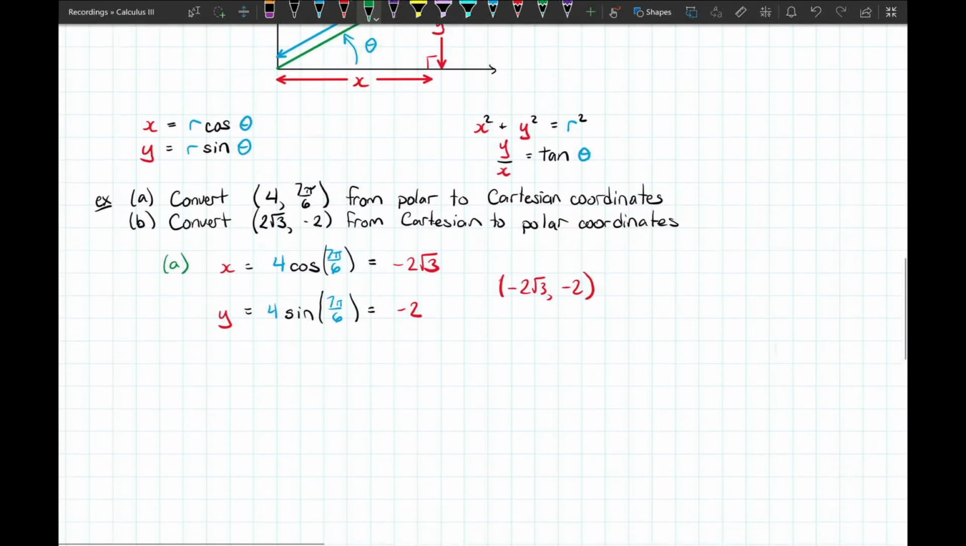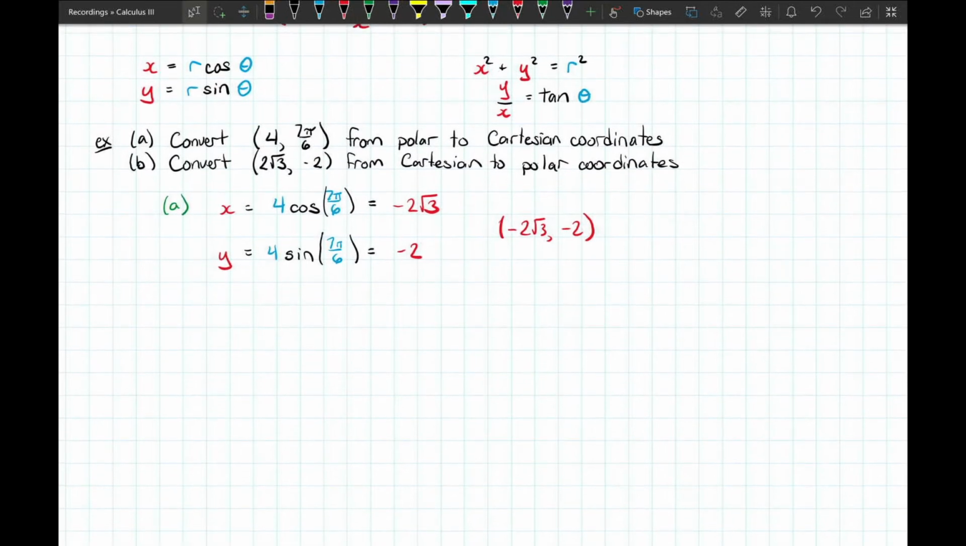Now, converting the other direction around, given an x and a y, we should already know what quadrant we're in. Since x is positive 2 root 3 and y is negative 2, this means that we need to be in quadrant 4. And it's best to try to express every point with a positive r and a theta from 0 to 2 pi. Using our Pythagorean identity, 2 root 3 squared plus negative 2 squared, that is 12 plus 4, and that gives 16 equals r squared, and taking the positive root, r will equal 4.